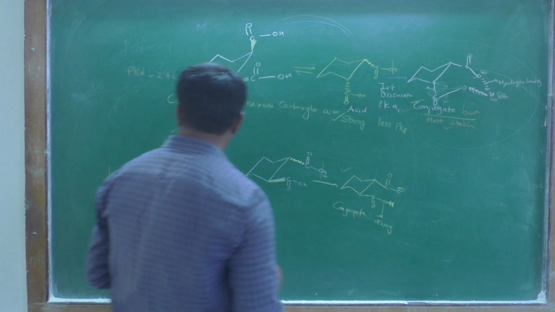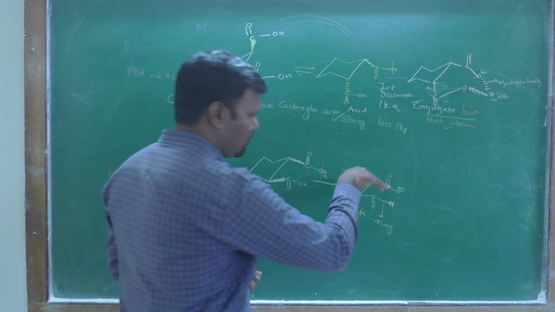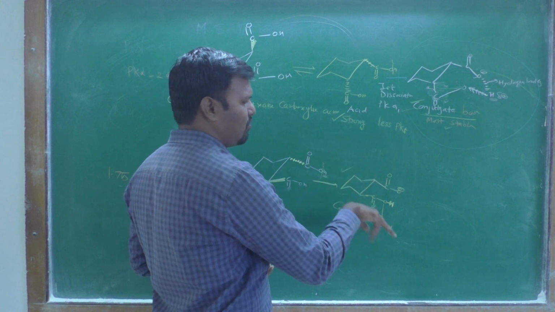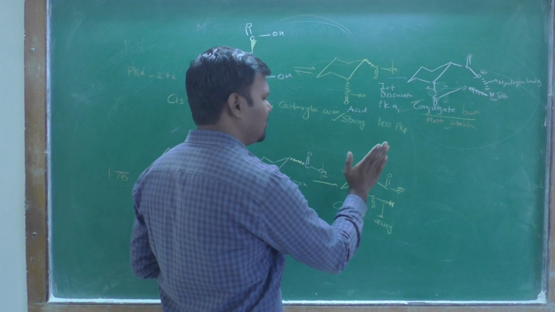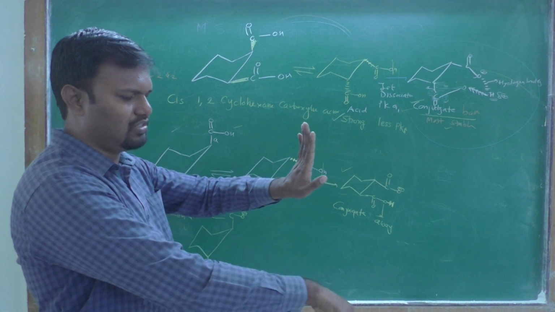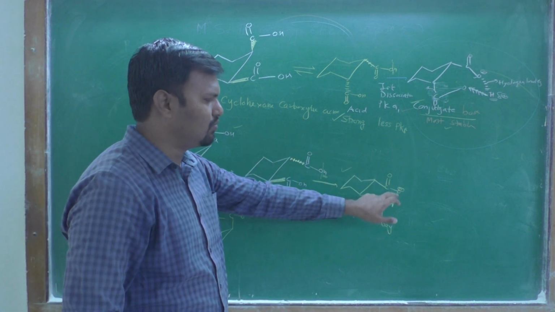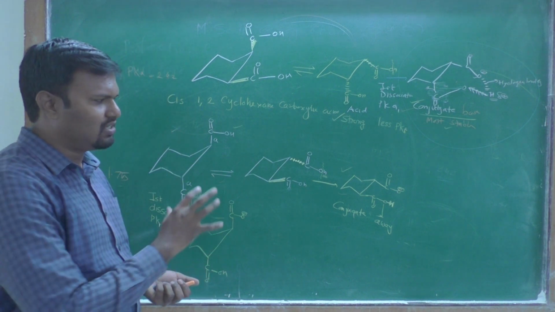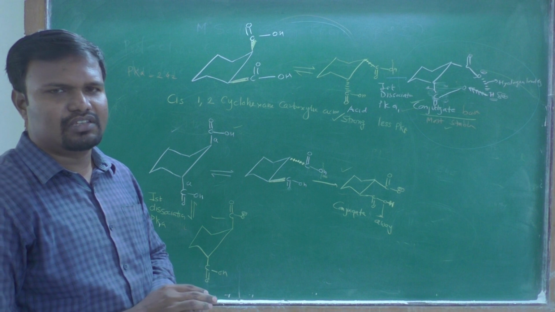Why are they away? It is the trans one, because one COOH group is at the bottom side and one is at the top side, one at the plane to the bottom. In that way these are away from each other, one on the upper side and the other on the down side. Therefore these two groups are away from each other, and in this case no hydrogen bonding is possible.